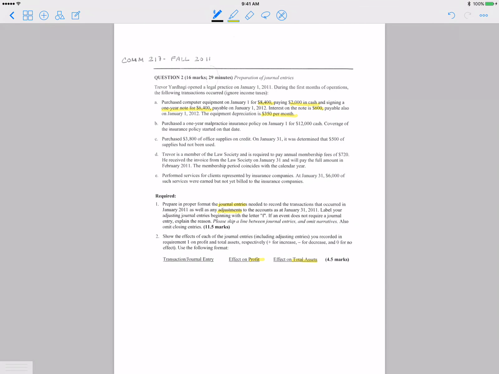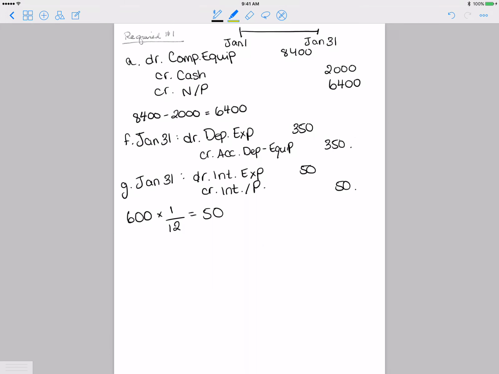Now, if we go back, let's look at part B. Part B mentions that we get a 1-year malpractice insurance policy for $12,000 cash. At the beginning of the month, we've just purchased it, so money has gone out, and now we can start by recording our transaction first. What did we do here? We prepaid insurance, and we used cash to do so.